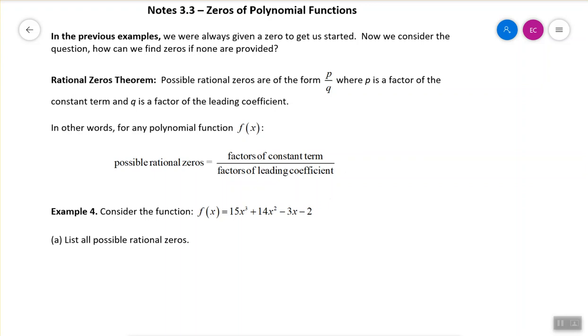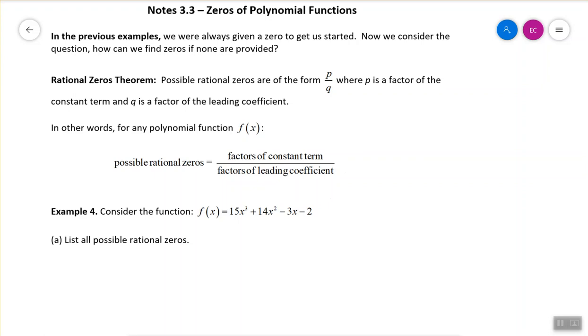We're working in section 3.3. We're finding the zeros of a polynomial. In each of the previous examples, we're always given one of the zeros to get us started, and then we just find the rest of them. But what would we do if we didn't know any of the zeros in the first place? The rational zeros theorem tells us how to start.